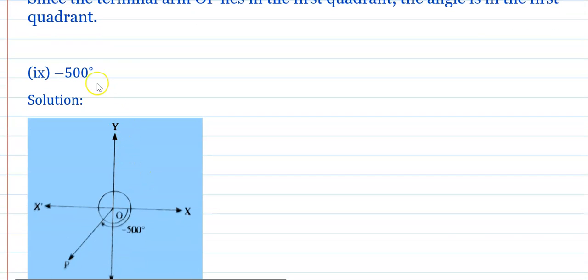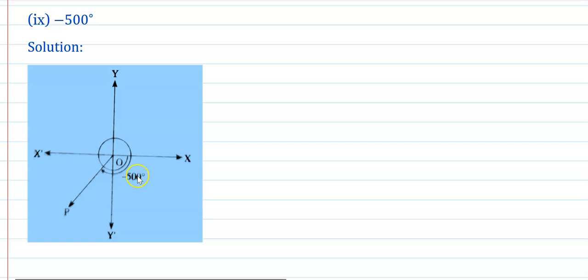Next, minus 500. Now see here, minus 500 means what? Here we will measure this angle in a clockwise sense. It is the first 180, second 180, that is a 360, and next is 140, that is a 360 plus 140, it makes 500, and hence the terminal ray lies in the third quadrant.